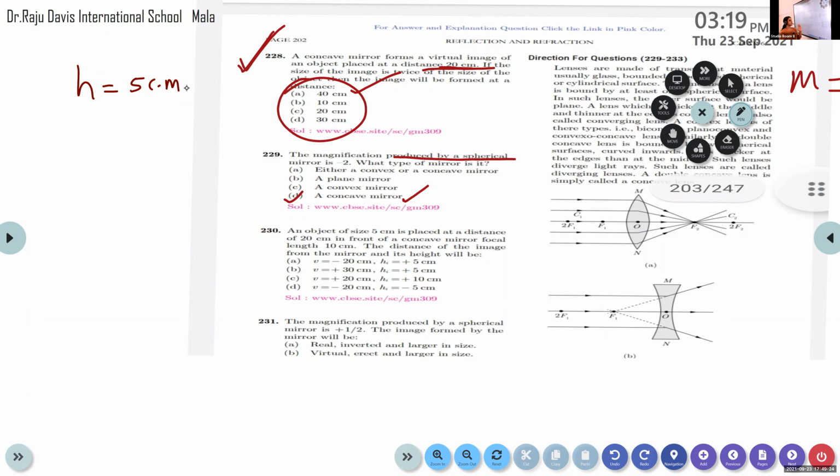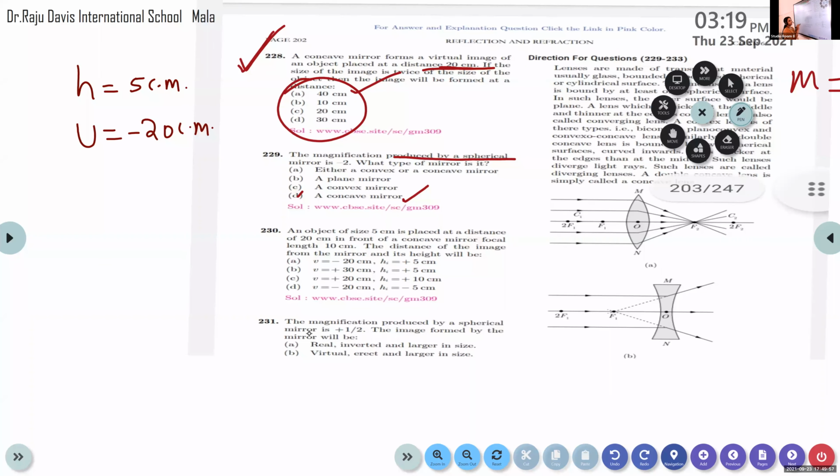It is placed at a distance of 20 centimeter in front of a concave mirror. What do you mean by this statement? This 20 centimeter is the object distance. Object distance U is equal to -20. Very good. For any type of mirror, we place the object on the left side of the mirror, so you must put a negative sign.